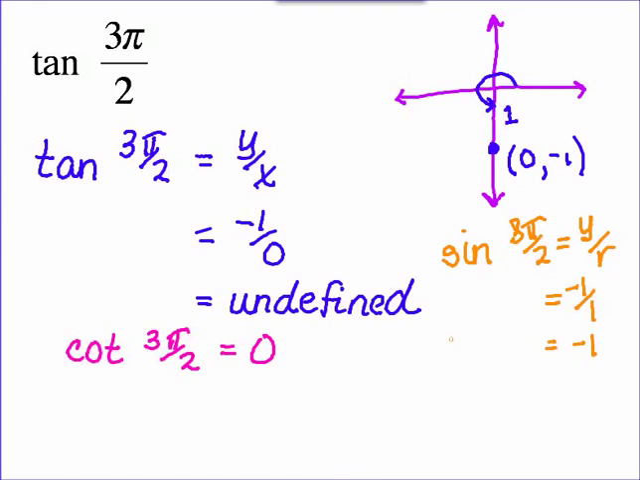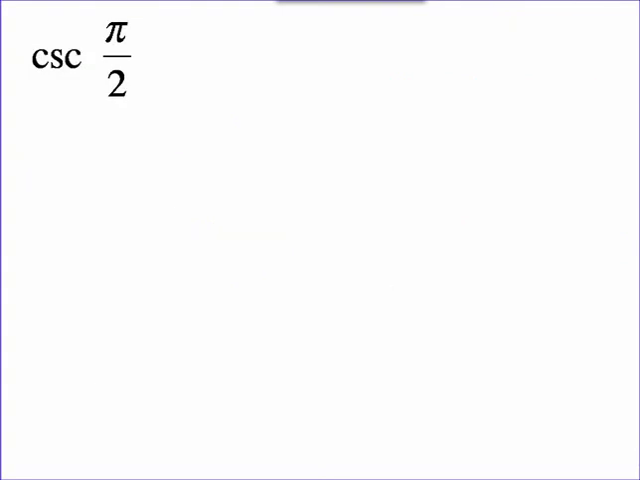So, couldn't we have just looked at your tangent and just did that? Yeah. I mean, pretty much. It's not always going to be the case, though. And you'll see why. All right, so those are the quadrantal angles. Here's another one. Cosecant of pi over 2. What does cosecant go with? Does it go with cosine? So cosecant of pi over 2 is what?